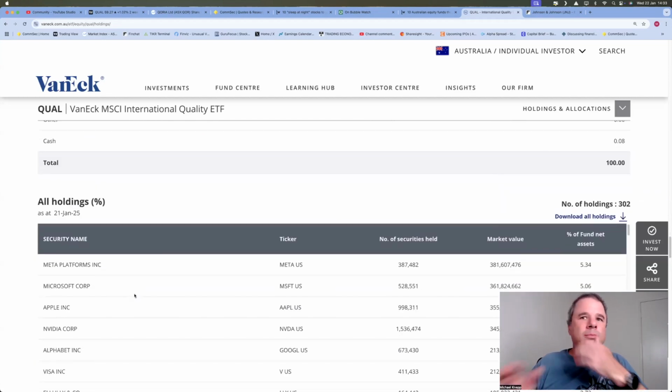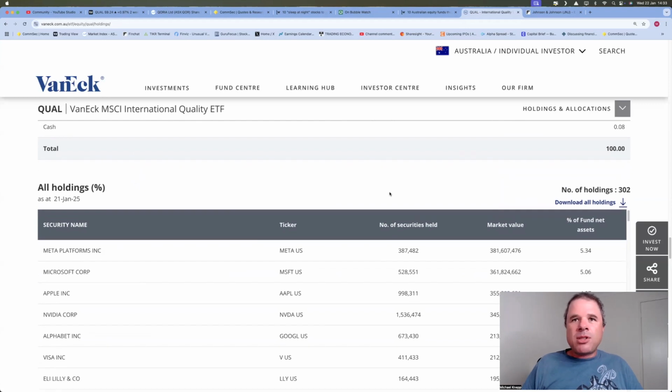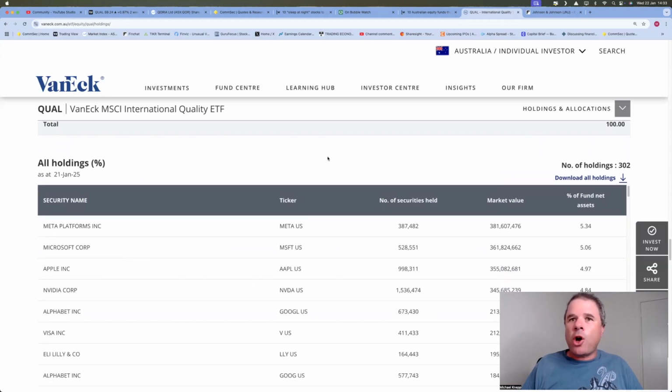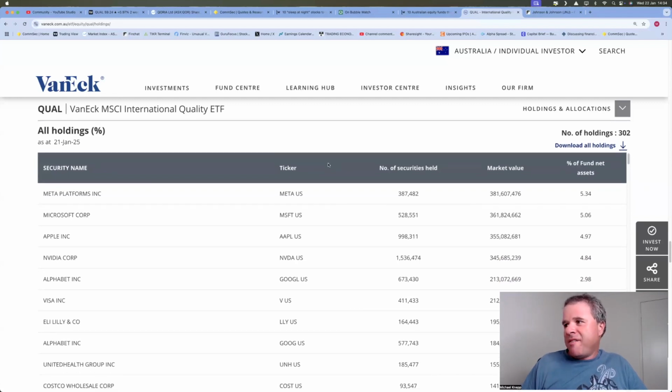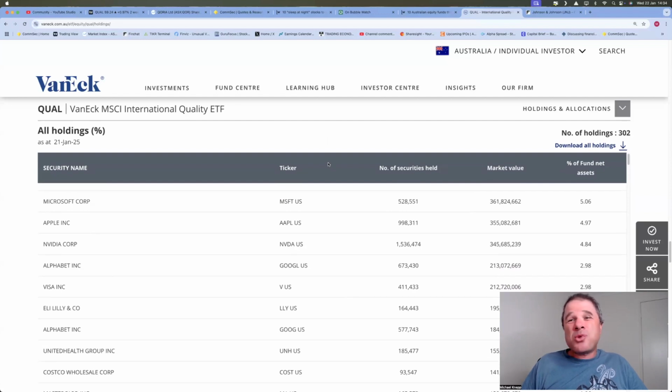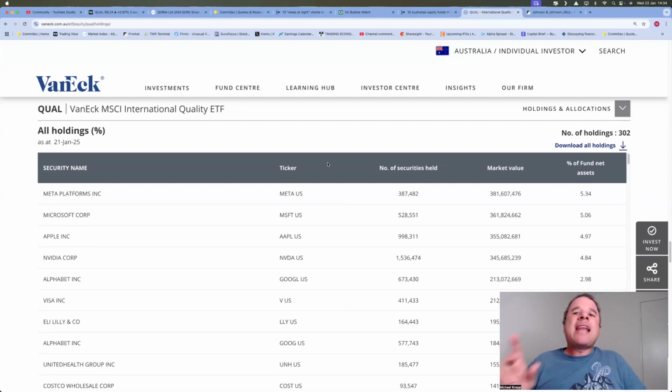Okay, now we get to portfolio composition. No, holdings. This is what I want. So this is the holdings, not all 302, but you can download via this little thingy here. But I'm just looking at the biggest companies in this ETF, and no shocks. Meta, Microsoft, Apple, Nvidia, and Alphabet are the biggest 5 holdings. In fact, they combine for almost 25% of the ETF. Now, the interesting thing about that, personally, is that I already own Meta, Microsoft, Apple, Nvidia, and Alphabet, and I consider all 5 of those companies to be high quality.